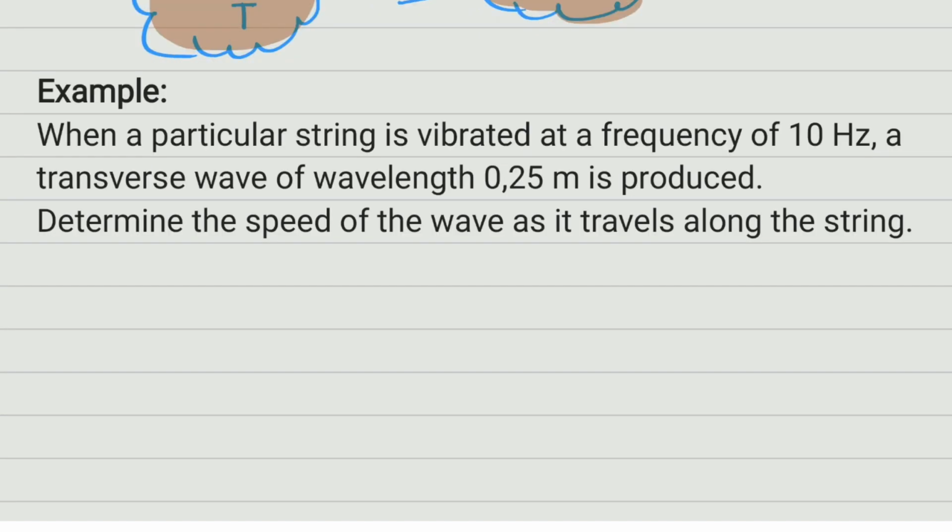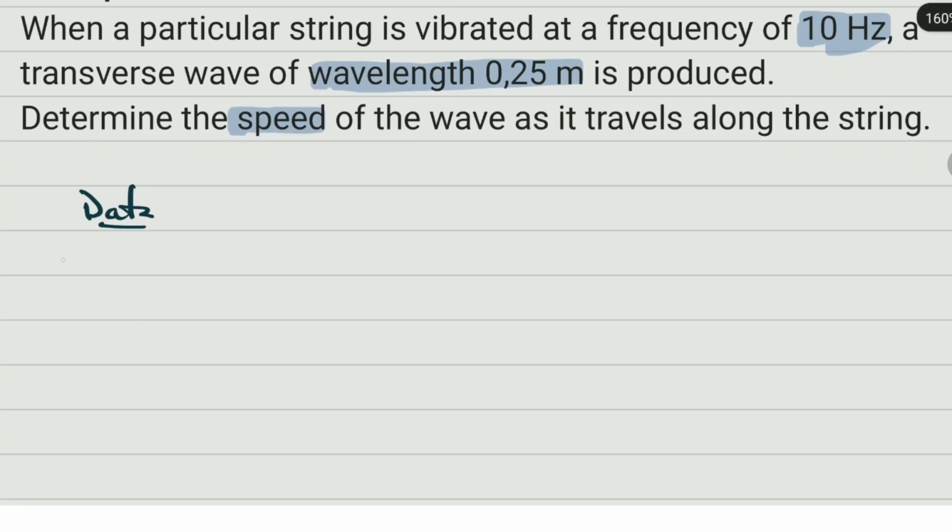So let's look at this example. A particular string is vibrating at a frequency of 10 Hz, and they're giving you the frequency here, 10 Hz. A transverse wave of wavelength 0.25 meters is produced. Determine the speed of the wave. So as usual, we're always going to follow this approach. We're going to write the data of what we have. First of all, the frequency is given to us, it is 10 hertz. We have the wavelength, which is equal to 0.25 meters, and we are looking for speed, that will be the question mark.